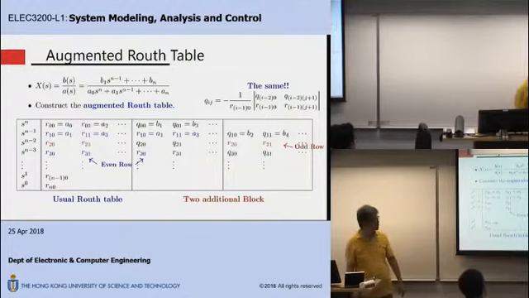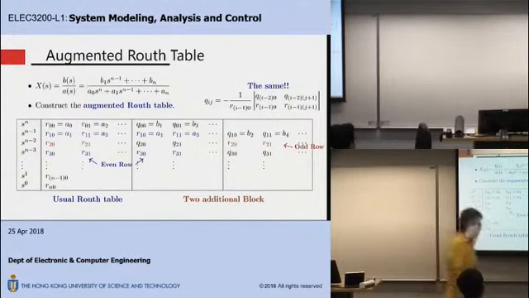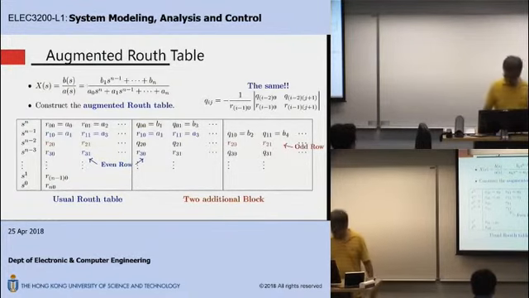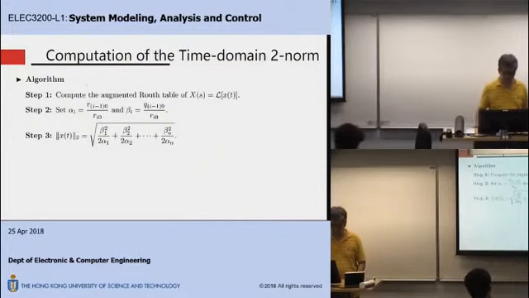And you should be able to get this table. So this table is called the augmented Routh table. It goes beyond the Routh table, right? These are Routh tables here. Then from the numerator you get this. Now after you complete this table, let's try to get some numbers out.